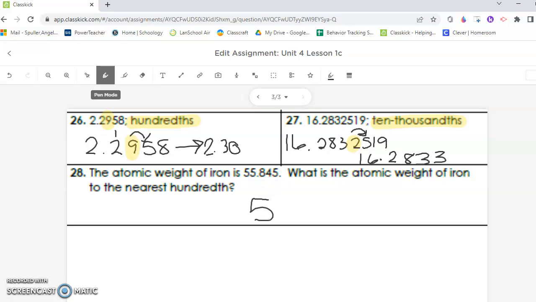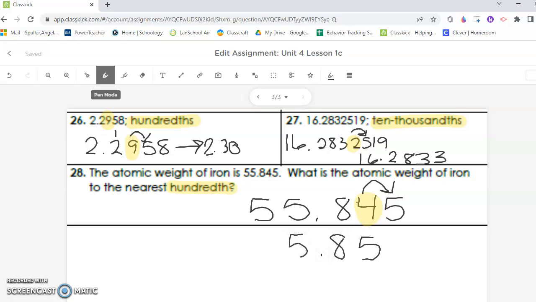Okay, so let's put this number down. 55 and 845 thousandths. The hundredths, that's this number here. So looking backwards, 5 is going to tell the 4 to go up. So this is going to be a 5. Everything in front stays the same. So we get 55 and 85 hundredths.